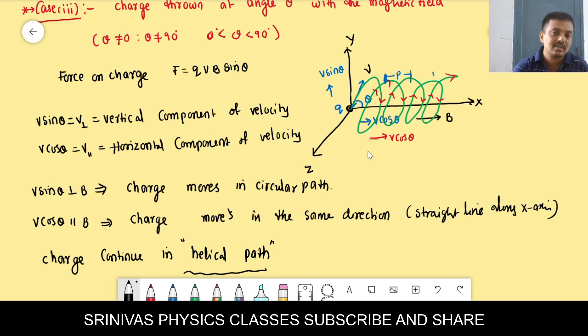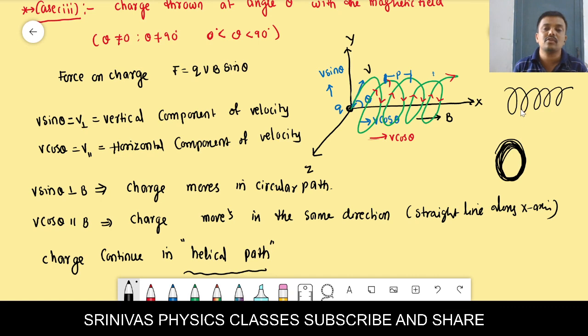V cos theta or V sin theta, to move along the x-axis? It is not rotating at one place. If it rotated like this, it would not go forward; it would rotate at the same position. But in this case, it rotates and goes forward. For every rotation, it goes to the right side. Which velocity makes the charge move forward, V cos theta or V sin theta? Yes, V cos theta makes the charge move forward. V sin theta makes it only rotate.